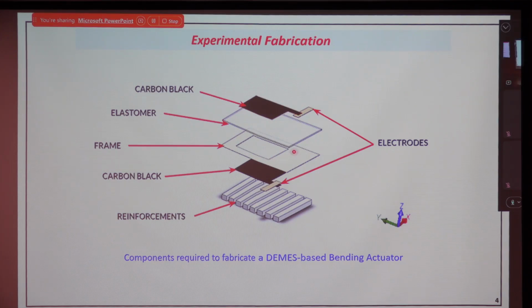Why is it required, can anyone tell? We have already discussed that we require a bending moment, okay, but why are we making it hollow?